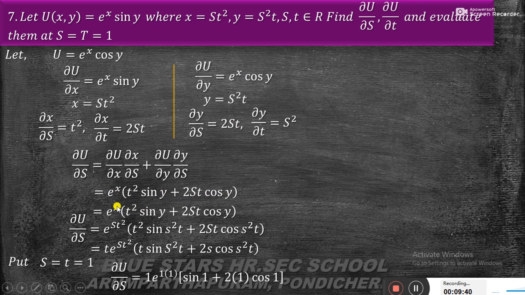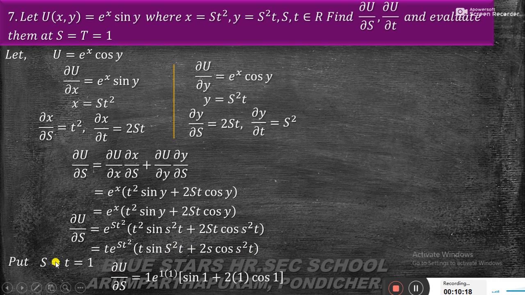So e power x (t square sin y plus 2st cos y) is ∂u/∂s. Next, x is st square, so I substitute in the power: e power st square into t square sin y, where y is s square t, plus 2st cos y, where y is s square t. There is a t common in both terms, so I take it outside: t into e power st square into (t sin s square t plus 2s cos s square t).